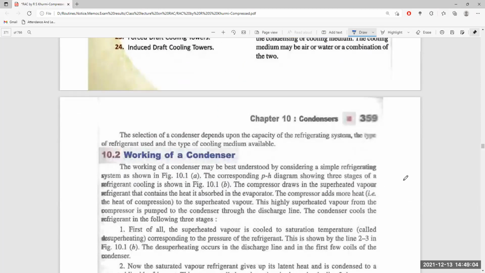The selection of a condenser depends entirely on the capacity of the refrigerating system, the type of refrigerant used, and the type of cooling medium available. So, what is the capacity?